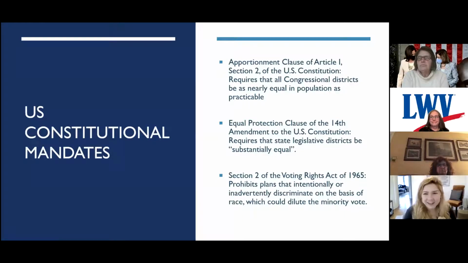In Article 1, Section 2 of the Constitution, it requires that districts be as nearly equal in population as practicable, kind of wishy-washy language. And then the Equal Protection Clause of the 14th Amendment of the Constitution says substantially equal legislative districts. Again, kind of wishy-washy. And then finally, Section 2 of the Voting Rights Act also prohibits plans that intentionally or inadvertently discriminate on the basis of race, which could dilute the minority vote.